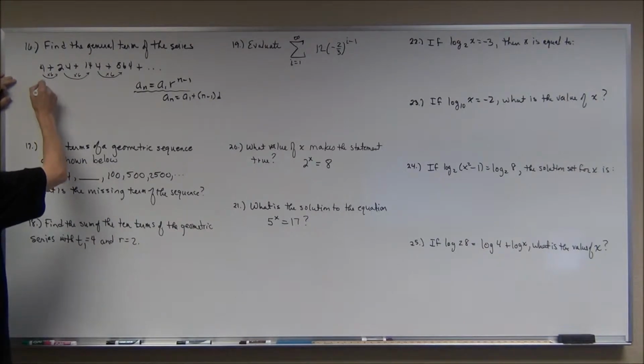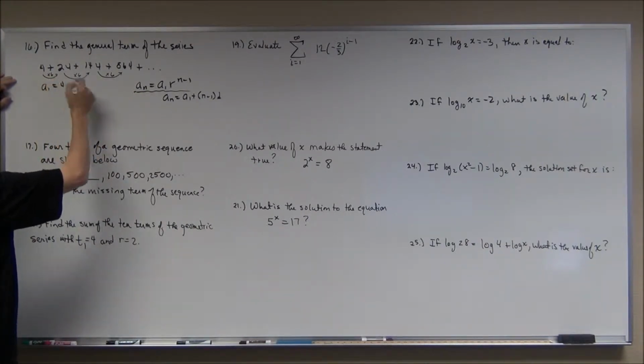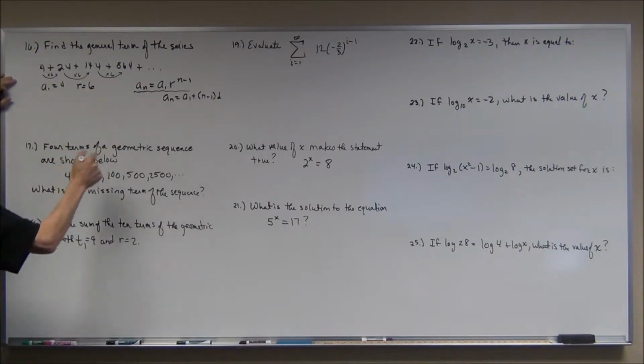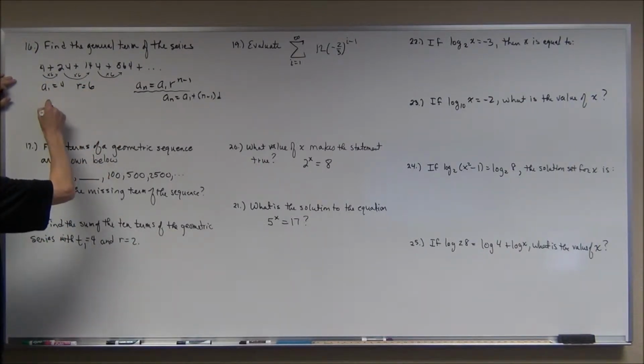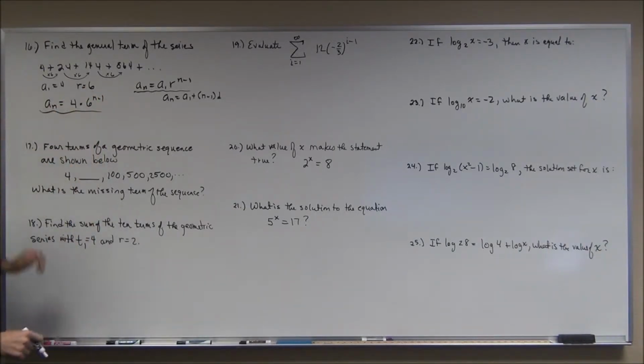So my first term, a sub 1, is 4, and my r is 6, because I'm multiplying by 6 each time. So right in there, a sub n equals 4 times 6 to the n minus 1, and that's all they want. You don't even have to find a particular term. They're not asking you to find the 20th term. So it should look like this.